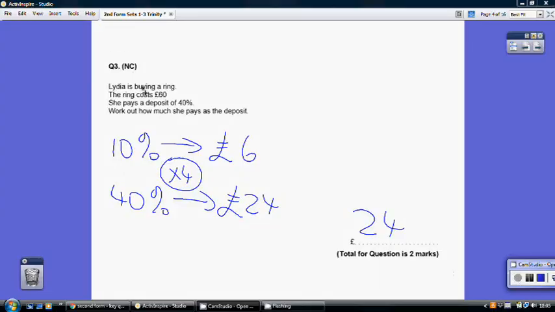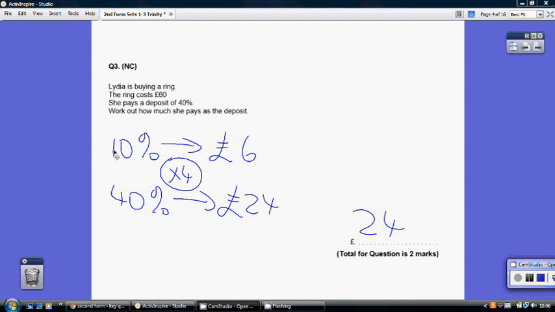Question 3, again non-calculator. So the ring costs £60, we pay a deposit of 40%, how much is the deposit? So we're being asked to work out 40% of £60. Now the way to do these is to always start off by working out what 10% would be. Now 10% is a tenth, so we need to work out what a tenth of 60 is. So we divide 60 by 10, which is £6.